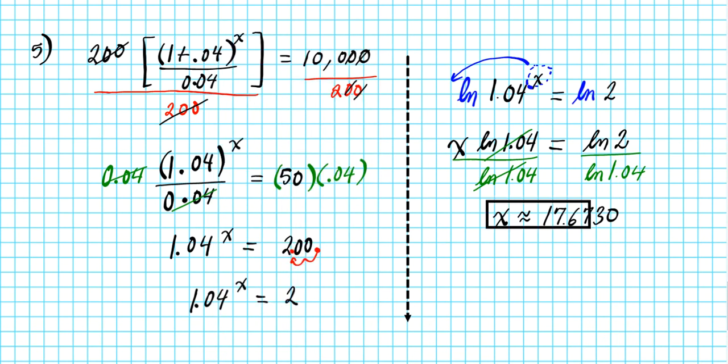Okay, let's move on to the last problem, question number 6. For problem 6, let's say we have 45 divided by 1 minus 4e to the negative 0.03t equals 900.